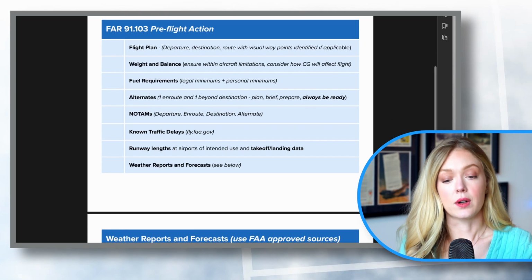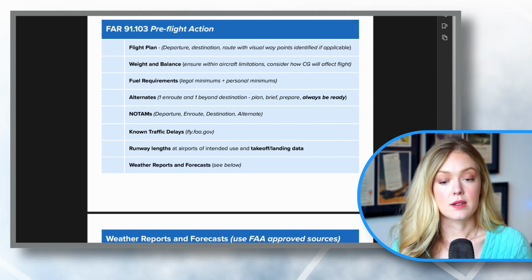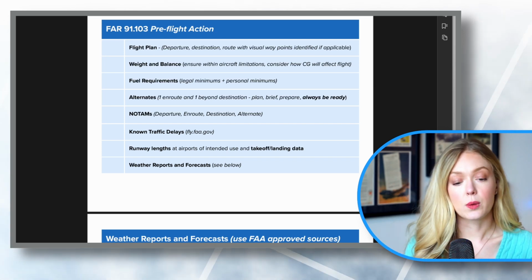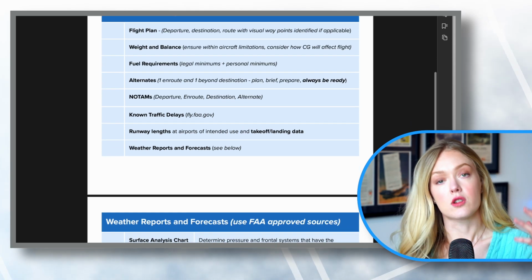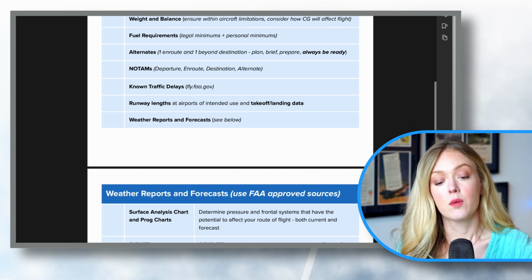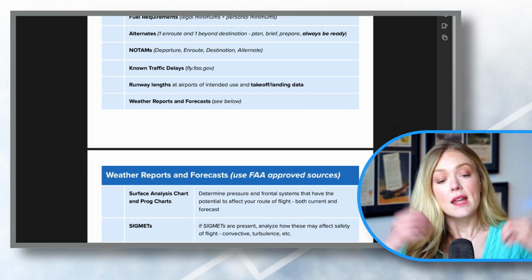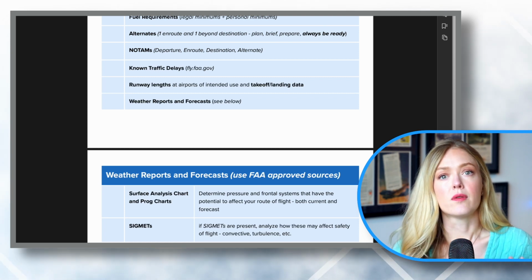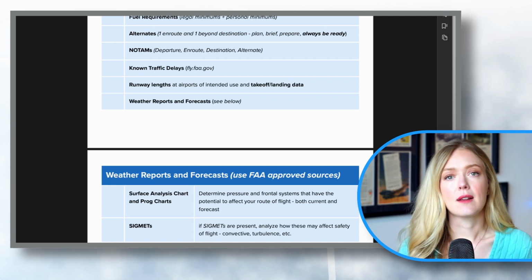If you're using this weather brief checklist for an actual flight, then you would want to start on this first page with the 91.103 items. So get your flight plan together with your destination and departure, get your weight and balance, do your fuel requirements, alternates, NOTAMs, traffic delays, runway lengths, weather reports, and forecasts. And that's the piece that people really struggle with, is the weather reports and forecasts. The FAA leaves it pretty vague.